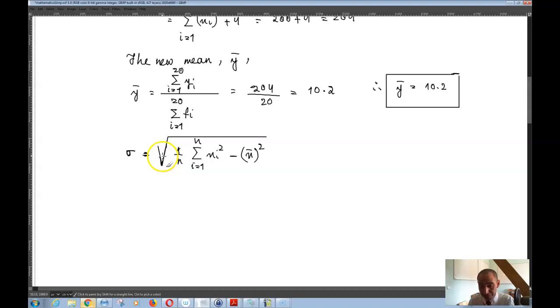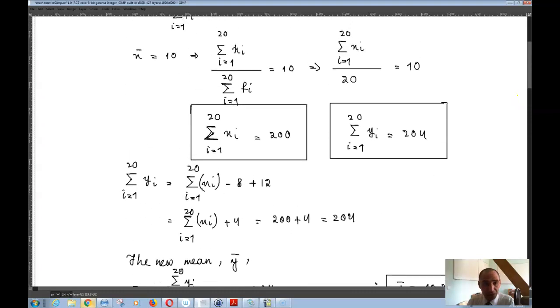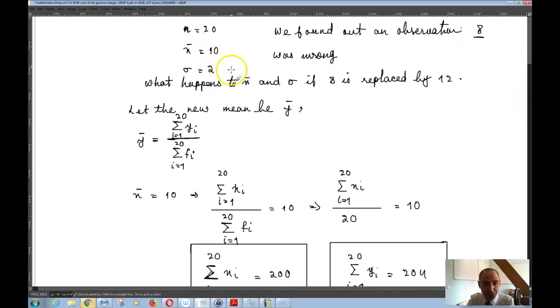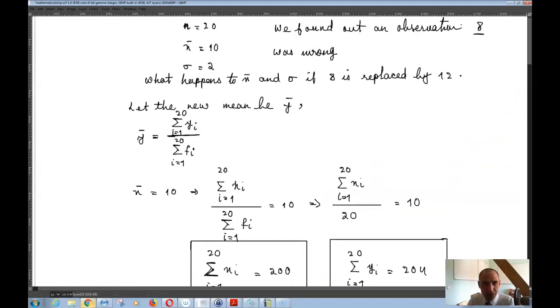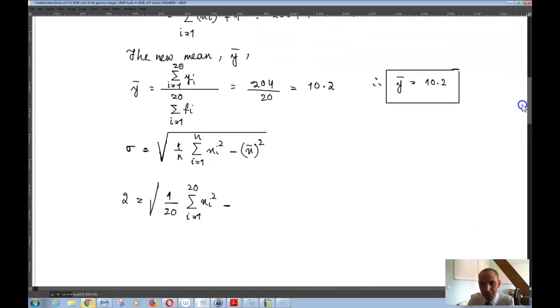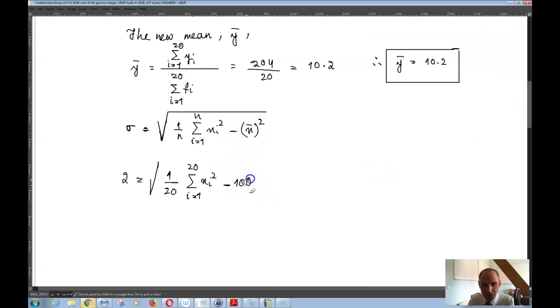Now, originally in our data, we said that sigma was equal to 2. So that means that 2 is equal to the square root of 1 over n, which is 1 over 20, the number of observations was 20, times the sum of x of i squared as i goes from 1 to 20, minus x bar squared. Now x bar is equal to 10, so that is 10 squared, which is equal to 100.